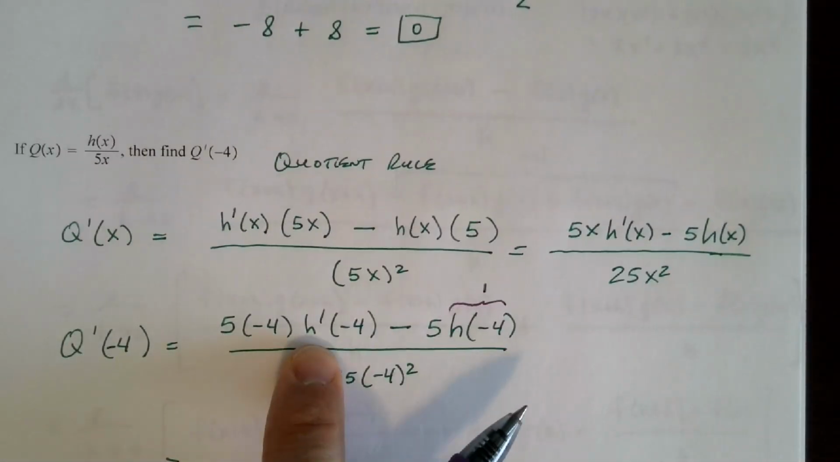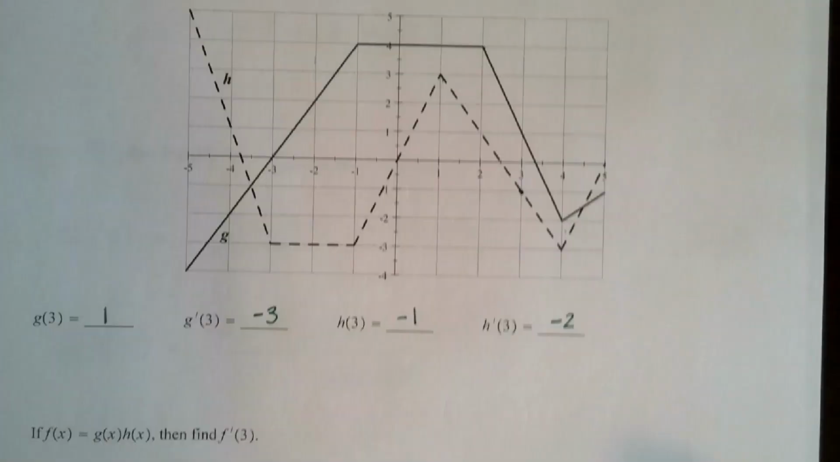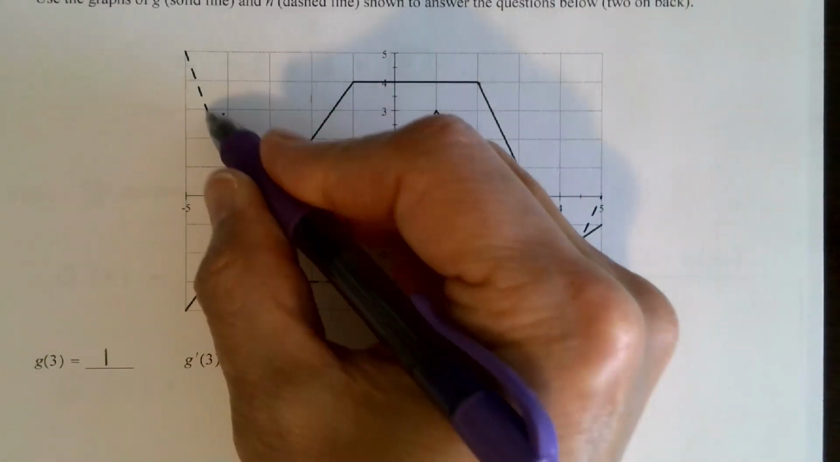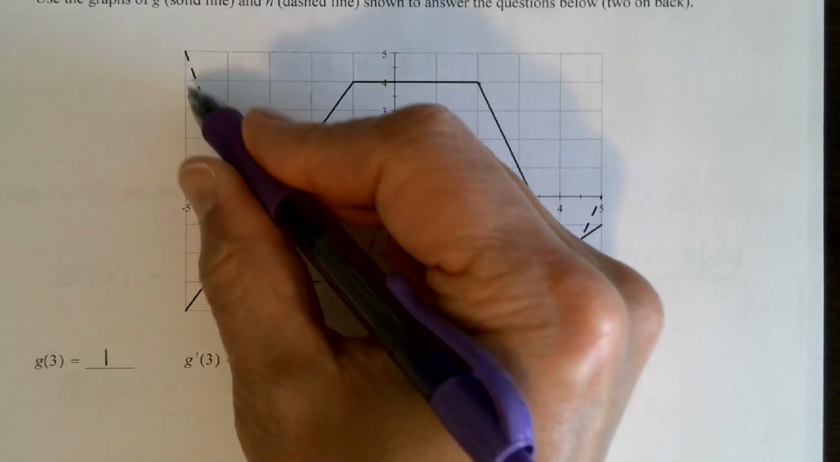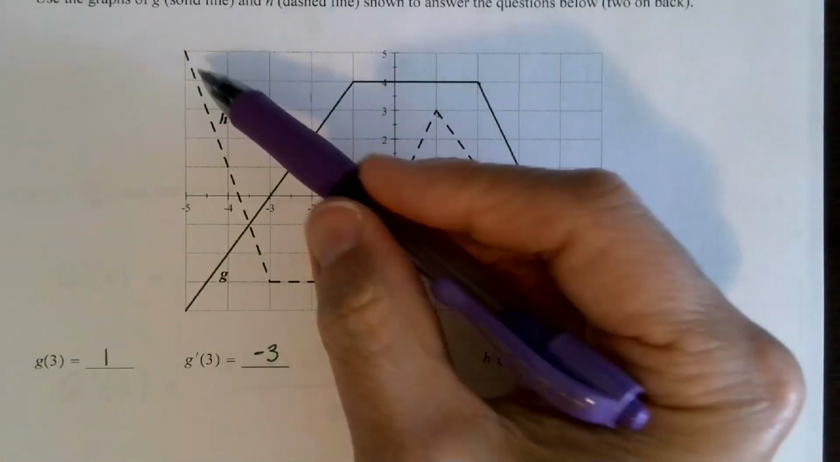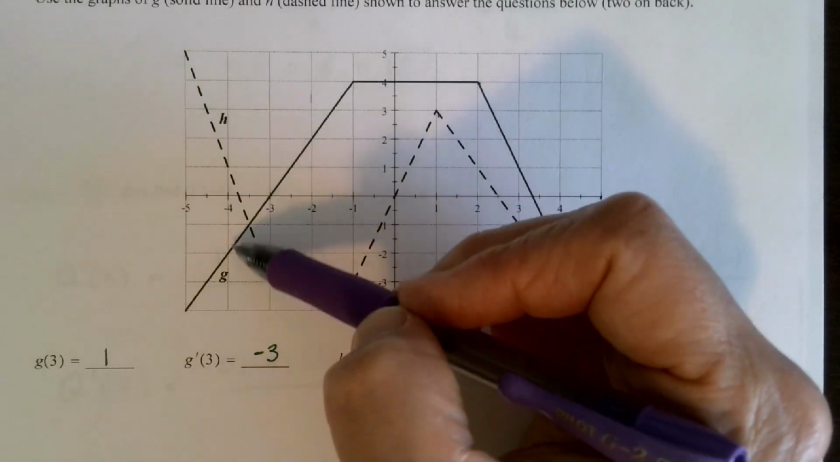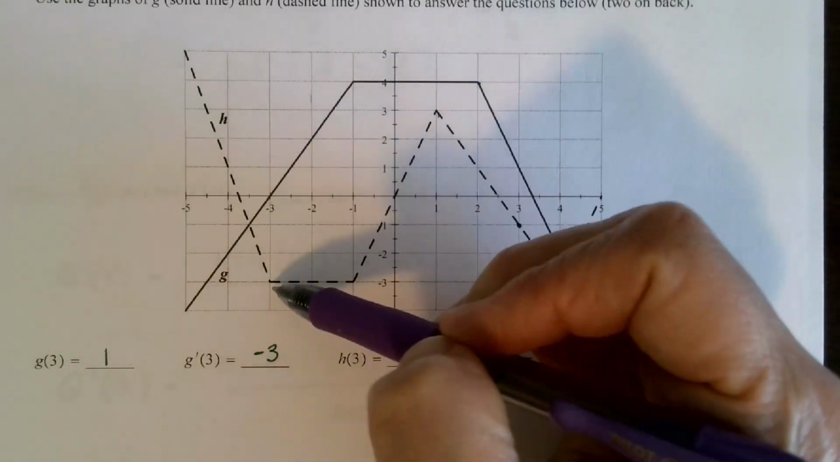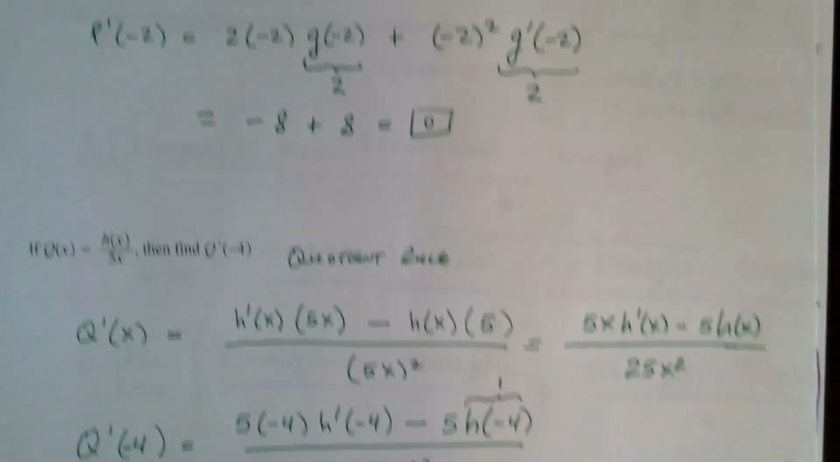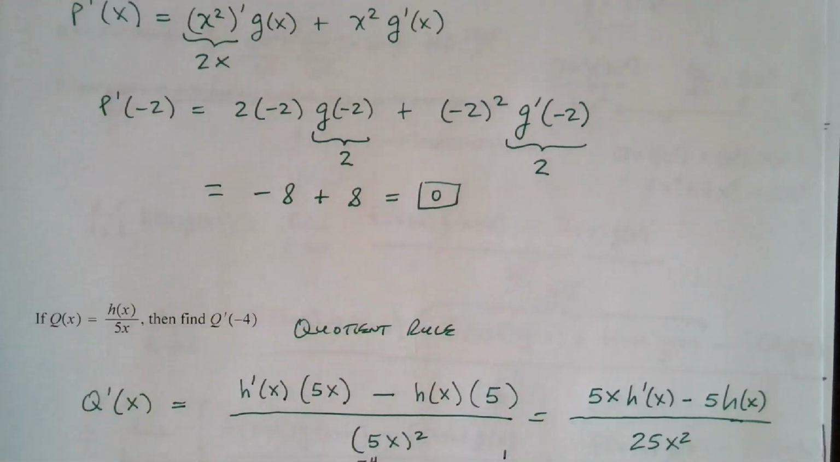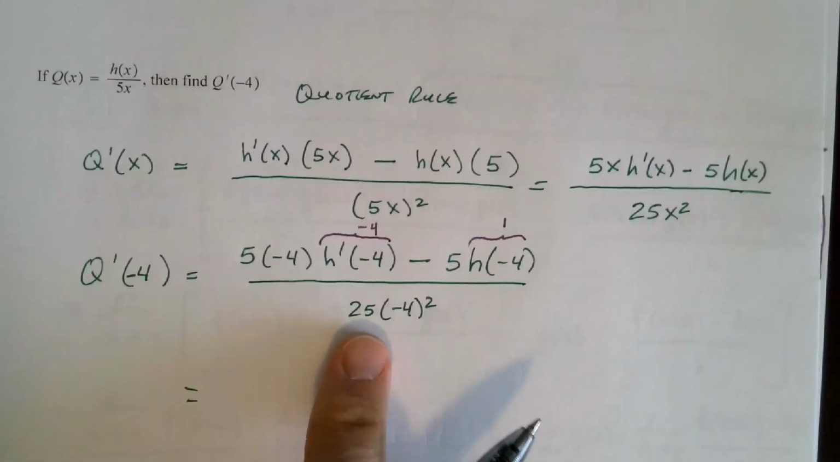What's h prime of negative 4? h prime is the slope at negative 4. So right here, what's the slope of this dashed line for this segment? It goes down 1, 2, 3, 4 over 1. The slope is negative 4. So our derivative is negative 4.